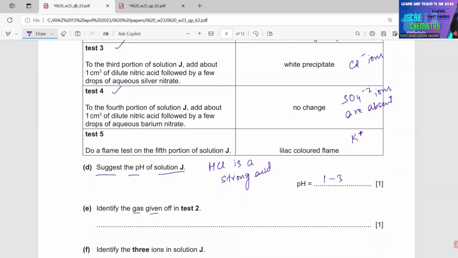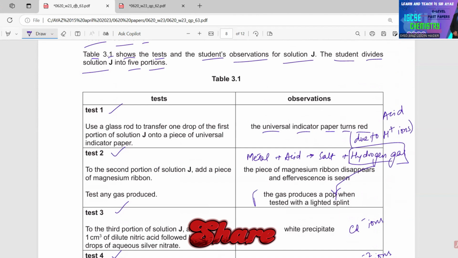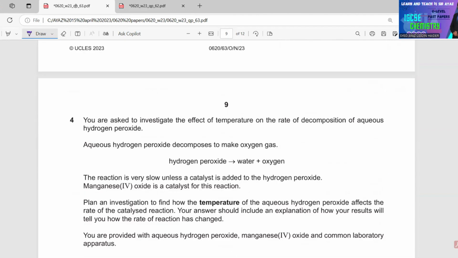Identify the gas given off in test 2. So I've already told you the reaction is happening. They have mentioned the test. It's of hydrogen gas. So you'll write H2 or hydrogen gas.